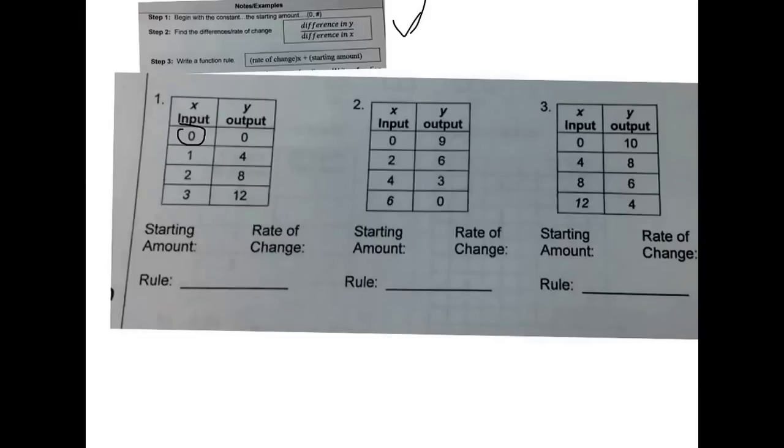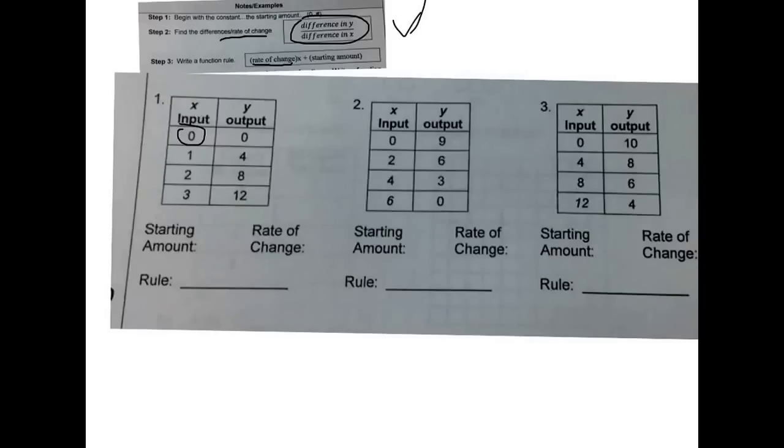Okay? After we find out what it starts with, we're going to try to find what's called the rate of change. The rate of change is the differences of each side divided. So we have a little formula here that's going to help us figure that out. And then when we write our function rule, we put our rate of change with an x beside it, and then we add or subtract our starting amount depending on whether it's a positive or negative. So let's go to the work and start working some of these.